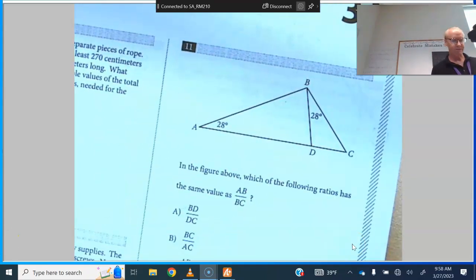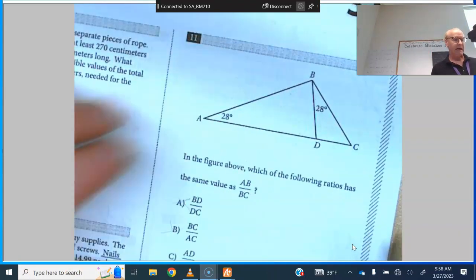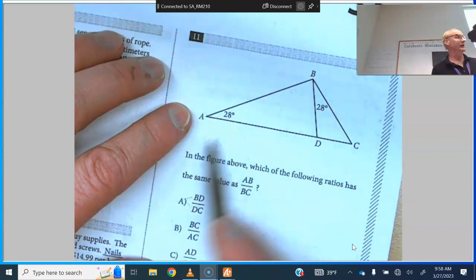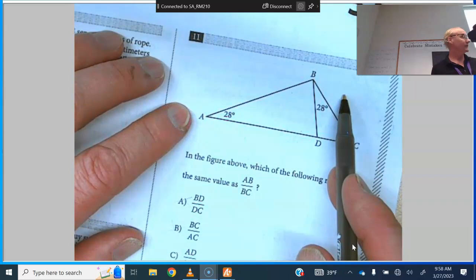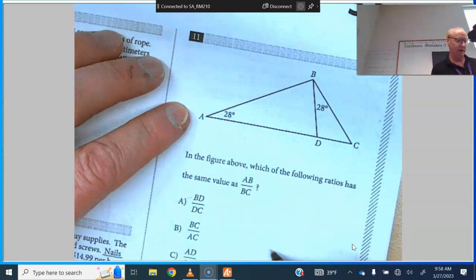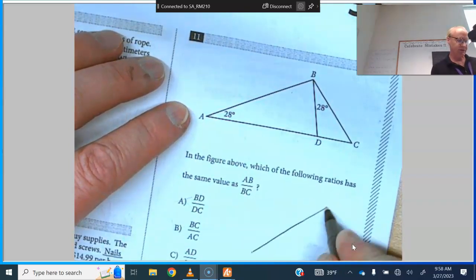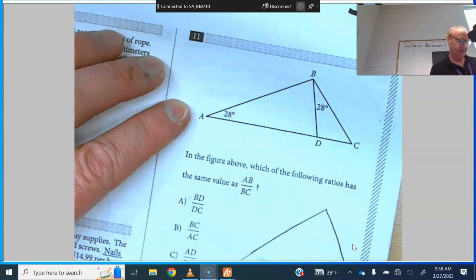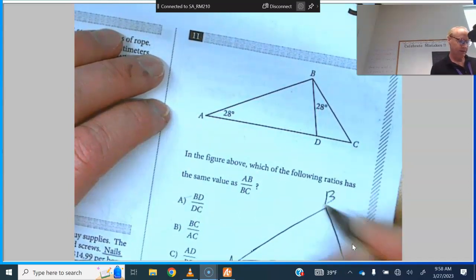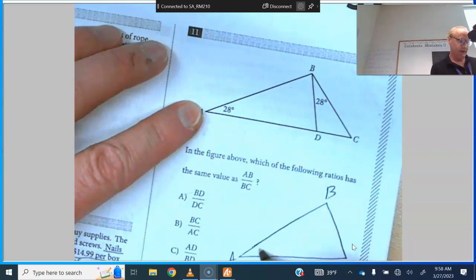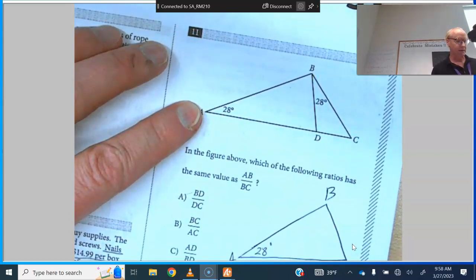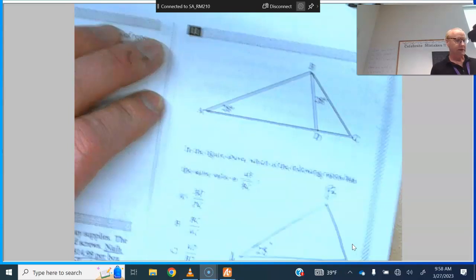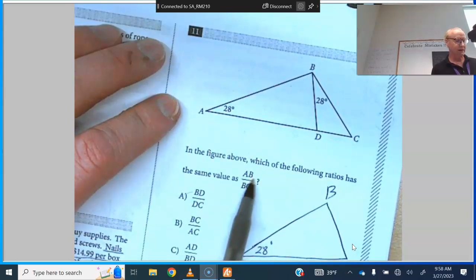Okay, guys, to be safe on number 11, I am going to draw the 2 triangles separately. And I think it's a lot safer and a lot better to do that because it doesn't take very long. I'm going to draw a triangle ABC, just like this, A, B, C, and I'm going to put the 28 degrees in triangle ABC. The reason I use triangle ABC is because I've got AB over BC, and I've got 2 sides of this triangle.